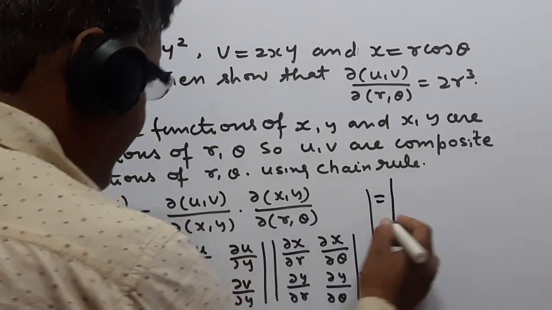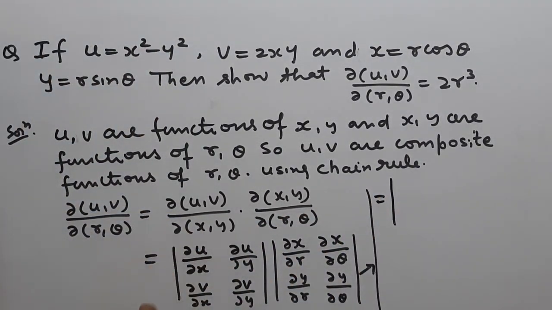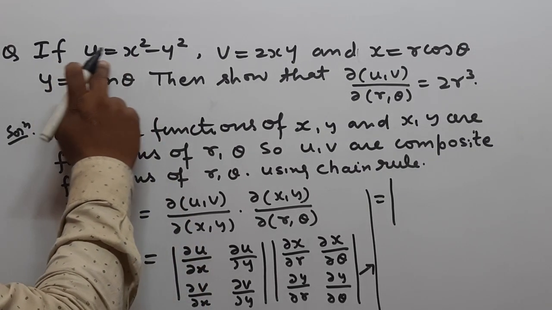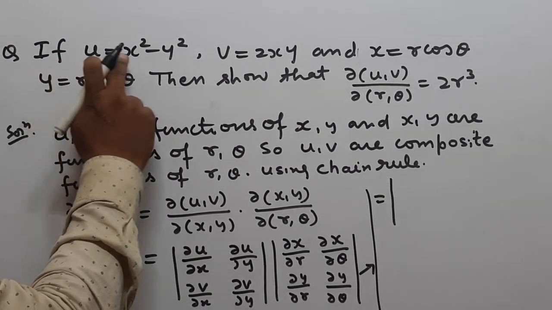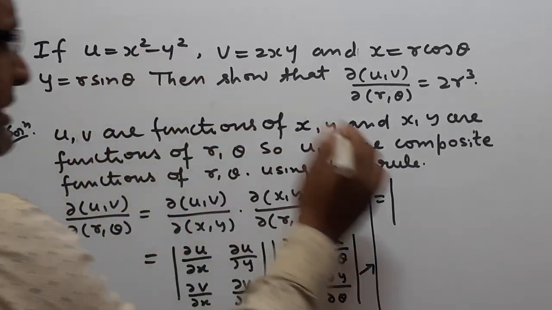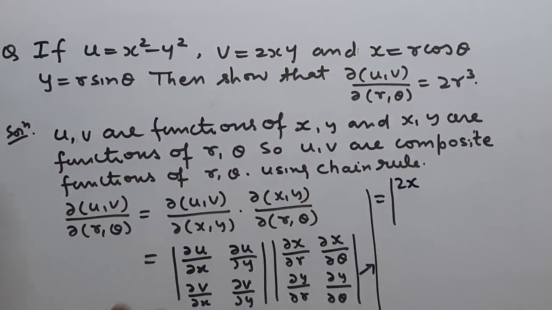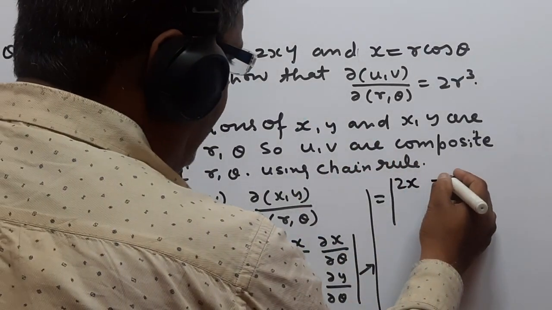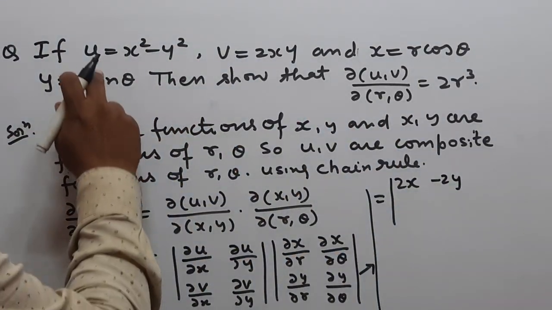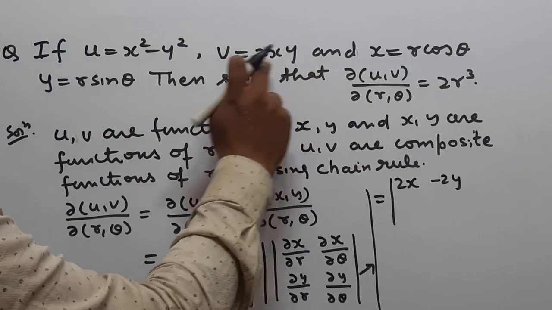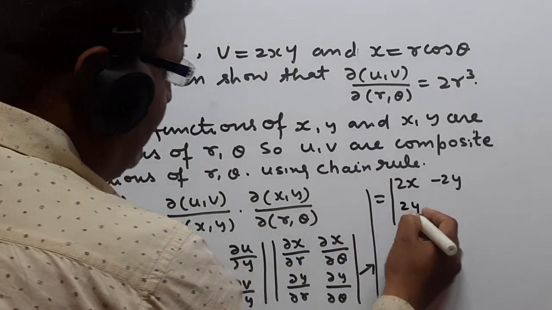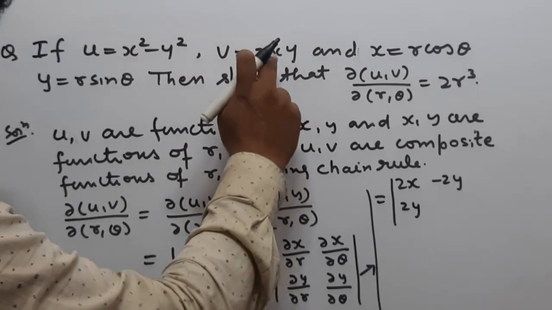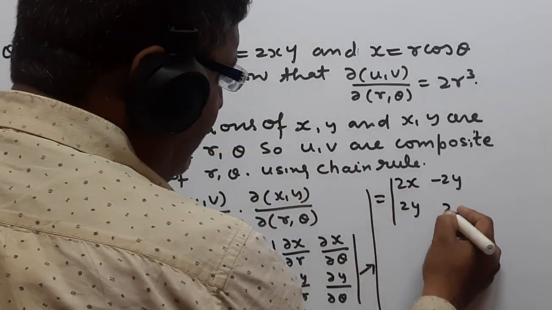You can see here now we put the value of partial derivative of u with respect to x, that is del u upon del x. When we differentiate u with respect to x partially, we get 2x, and when we differentiate u partially with respect to y, we get minus 2y, and when we differentiate v partially with respect to x, this is 2y, and when we differentiate v partially with respect to y, we get 2x here.